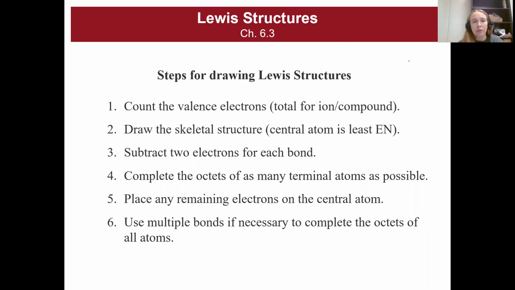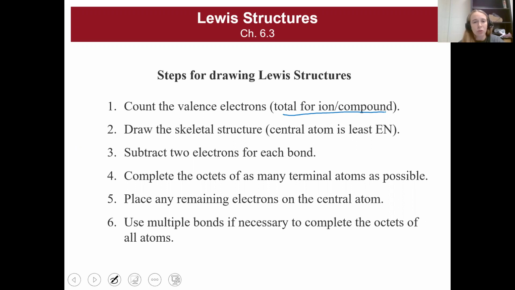You want to count the valence electrons. You're going to add up the total for the polyatomic ion or the compound. We're going to draw Lewis structures for neutral compounds and for polyatomic ions. So you want to add up all the valence electrons from each of those atoms and add in any charges, meaning any electrons that you need to add or subtract based on the charges on the ion. That's included in this step.